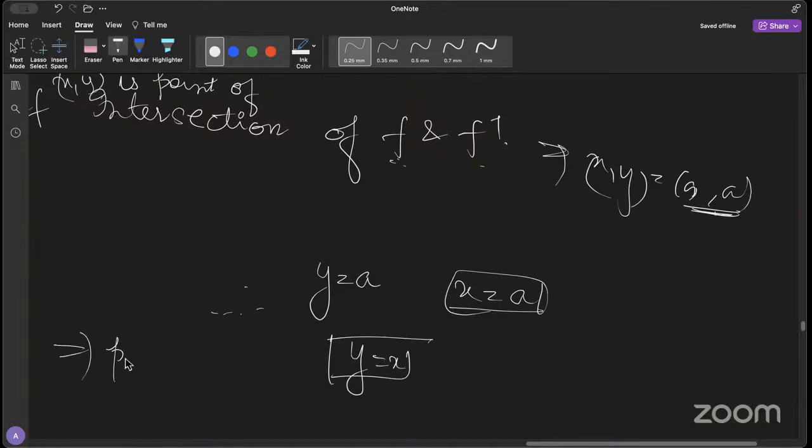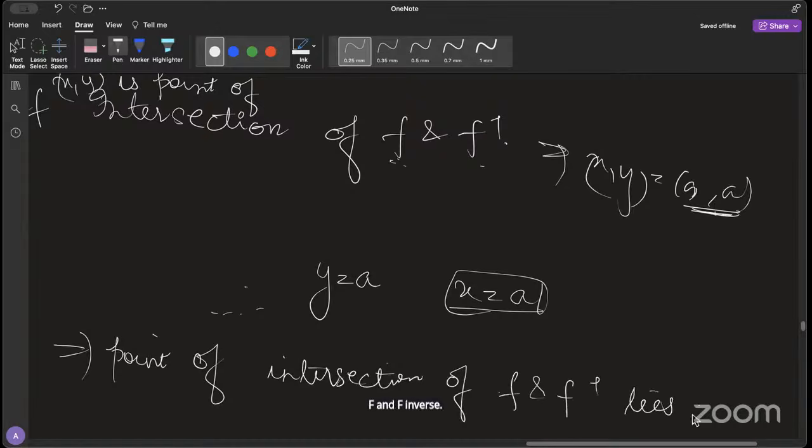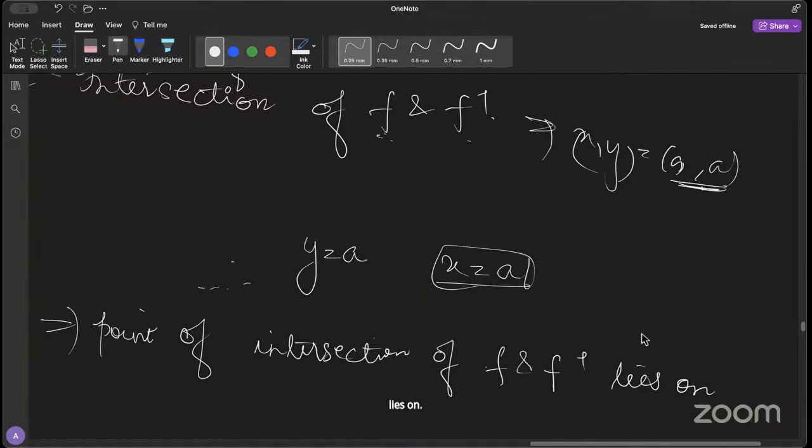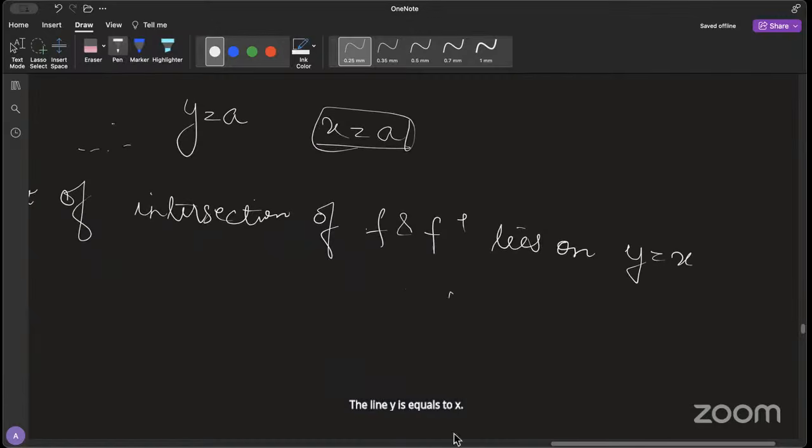Yes. So that's it. That's what you need to know. The point of intersection of f and f inverse lies on the line y equals x, this line.